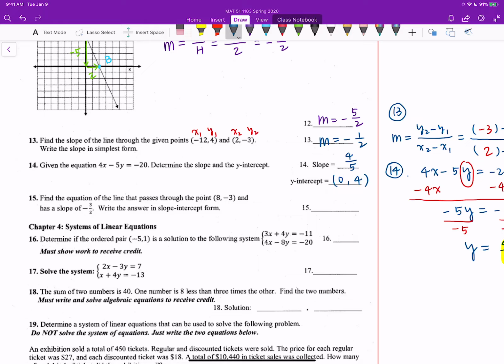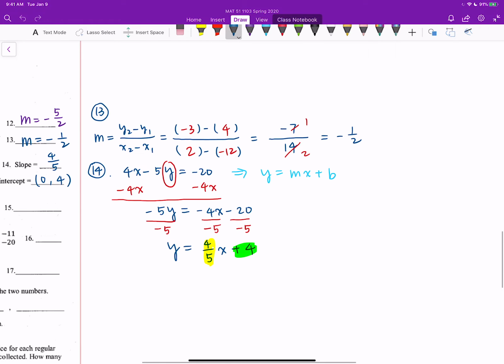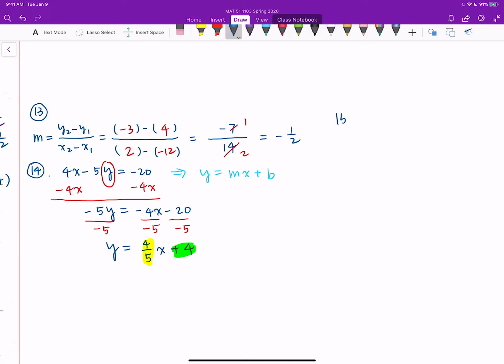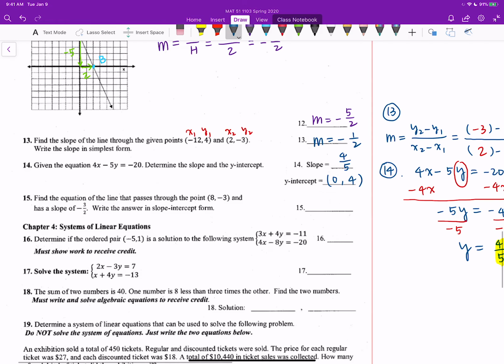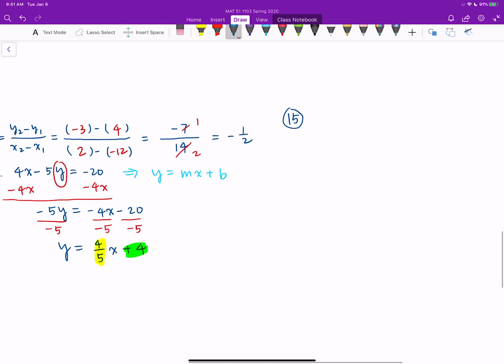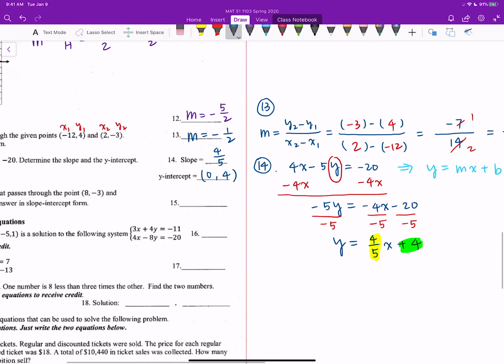Number 15. Find the equation of the line that passes through the point (8, -3) and has a slope of -3/2. Write the answer in slope-intercept form. We also did similar problems in class. Let me write over here. Let's copy all the information so that we know what we are dealing with. We're given a point (8, -3). We're also told that the slope is -3/2.